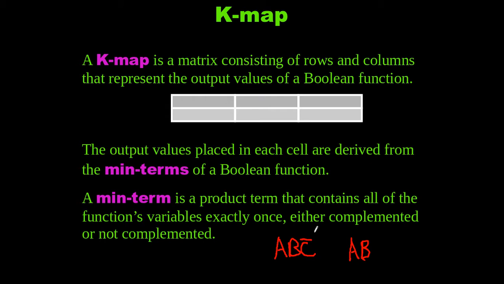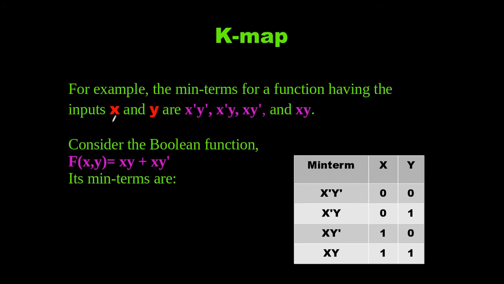It's a product term that contains all of the function variables. If I said I had three function variables, A, B, and C, this is a minterm. If I said I had four, A, B, C, D, then this is not a minterm. I need the D, either complemented or not. So let's take an example. For a function having the inputs X and Y, those are all the possible minterms. X and Y by themselves are not minterms. We need all of the variables, X and Y, complemented or not, in a product, in an AND.